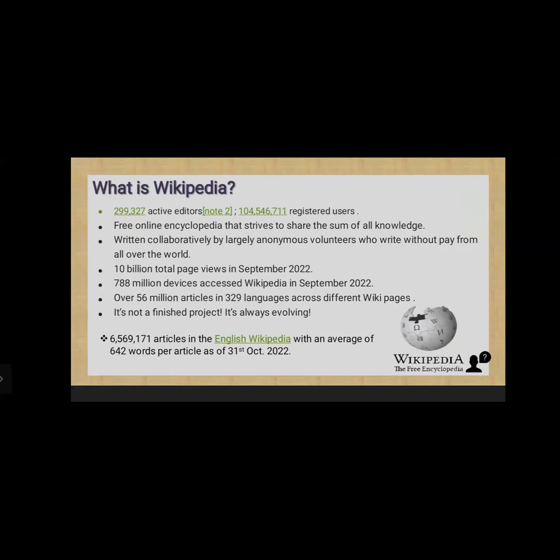So I wouldn't want to say much about the statistics. You can read it up. Wikipedia has over 299,327 active registered editors as at October 2022, and it has over 6.5 million articles. And Wikipedia has over 365 languages.